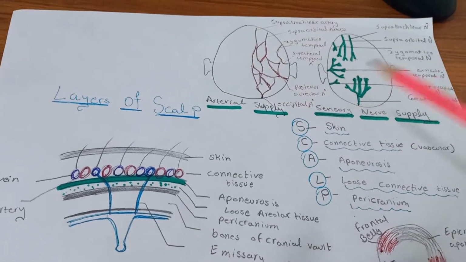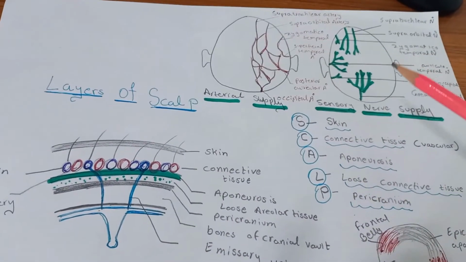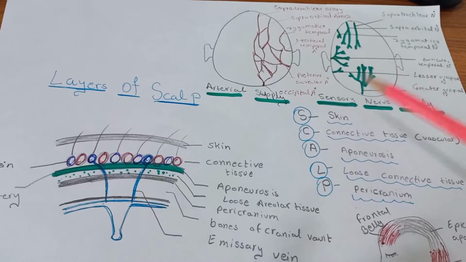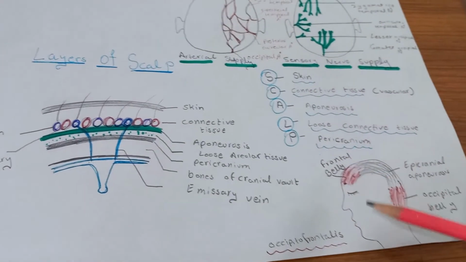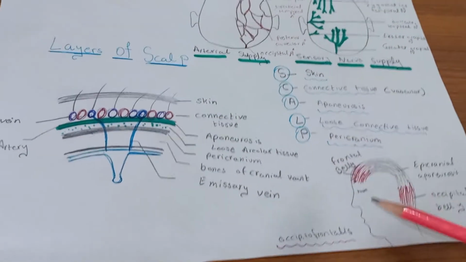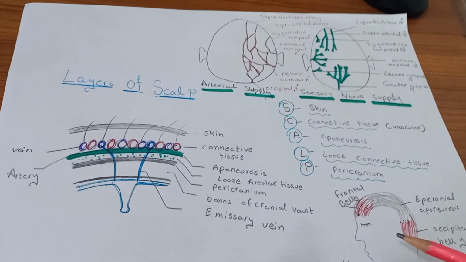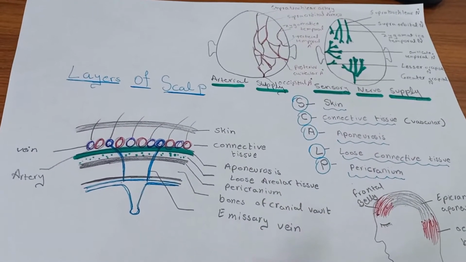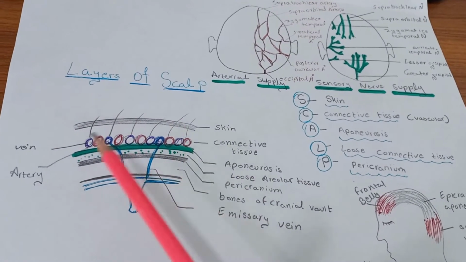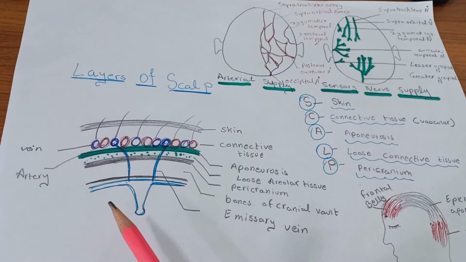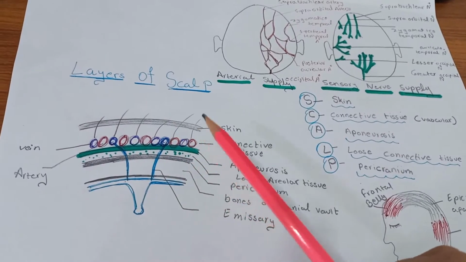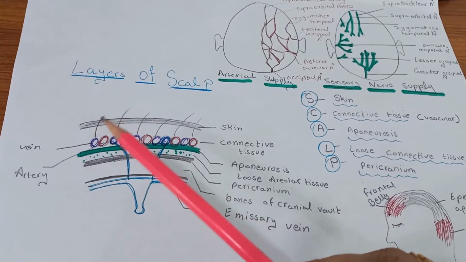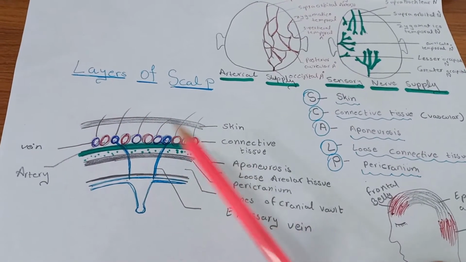I have also drawn the arterial supply and the neural supply of the scalp. Over here I have drawn the occipitofrontalis muscle. So let's start with the layers of scalp. As you can see, the first layer is of skin. As you can see in this diagram, the skin has hair as well as sebaceous glands.